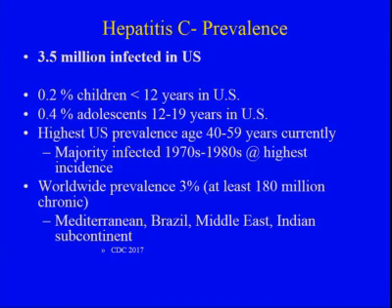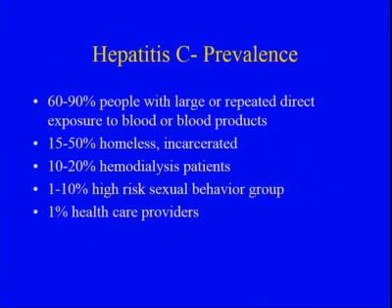3.5 million individuals infected, about 0.2% of children, but the adolescent rate is likely to go up. The majority of older individuals were infected in the 70s and 80s. Worldwide prevalence is at least 3% in the world.